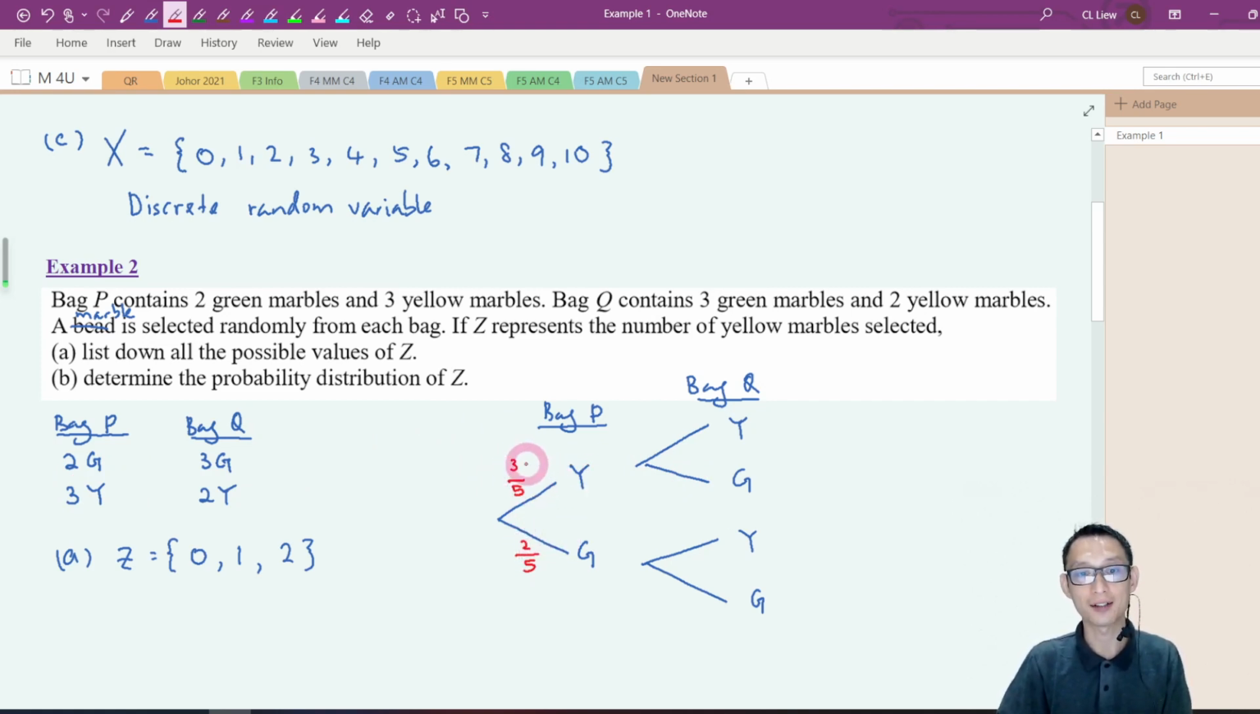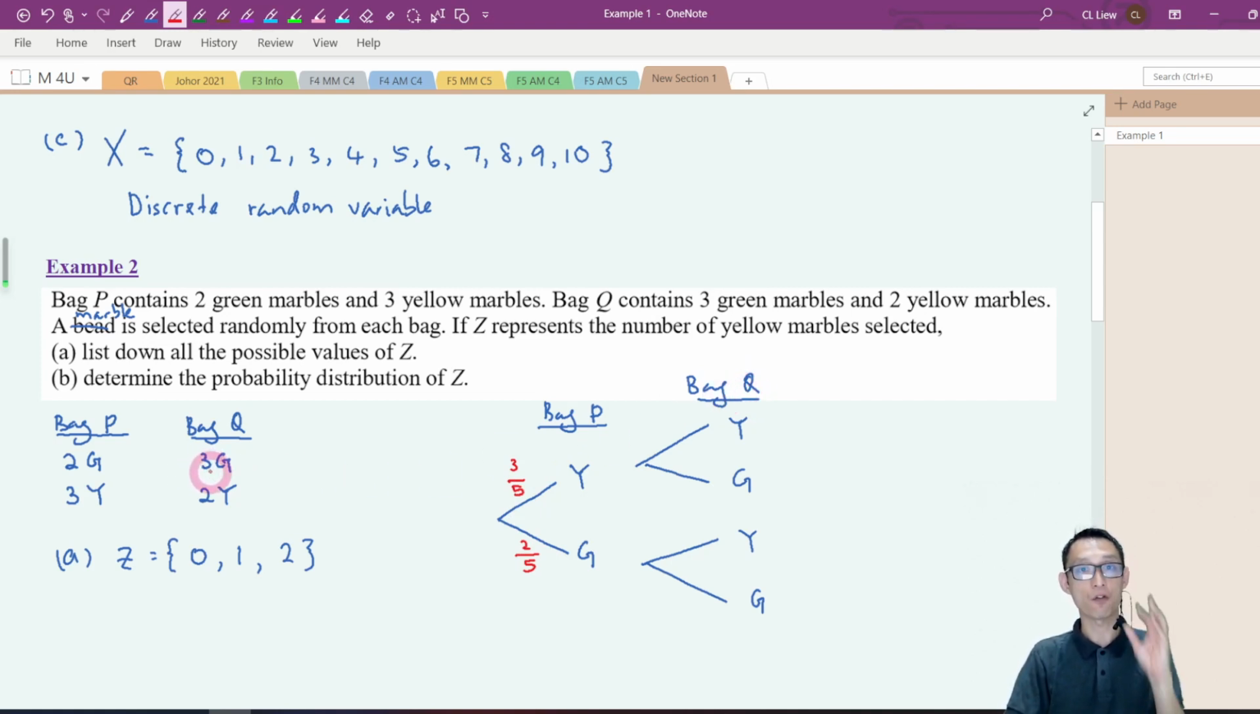Always make sure that the sum of the probability between all the branches here will be equal to 1, right? So 3 plus 2 is equal to 5 over 5, which is equal to 1. If this is not equal to 1, maybe there's some mistake, you have to double check it again. So how about Q, back to Q?